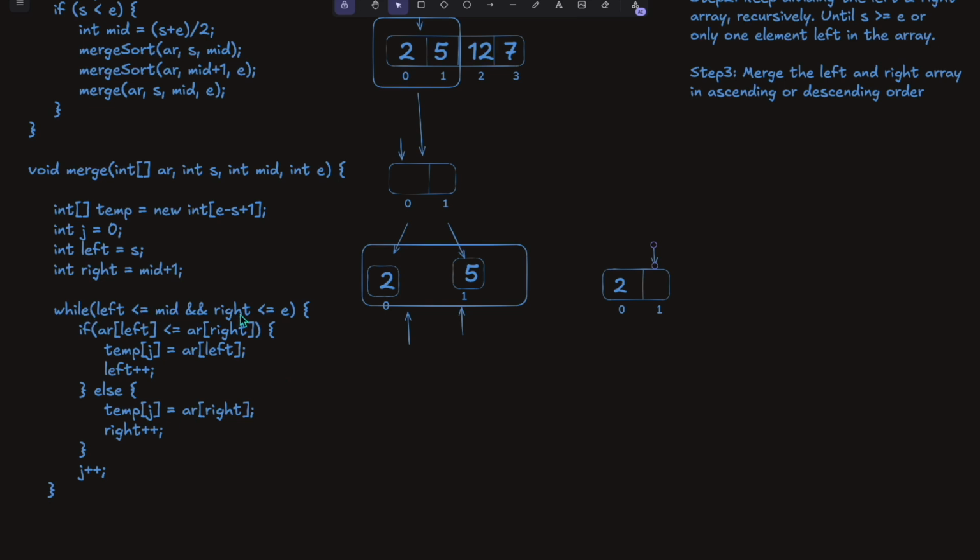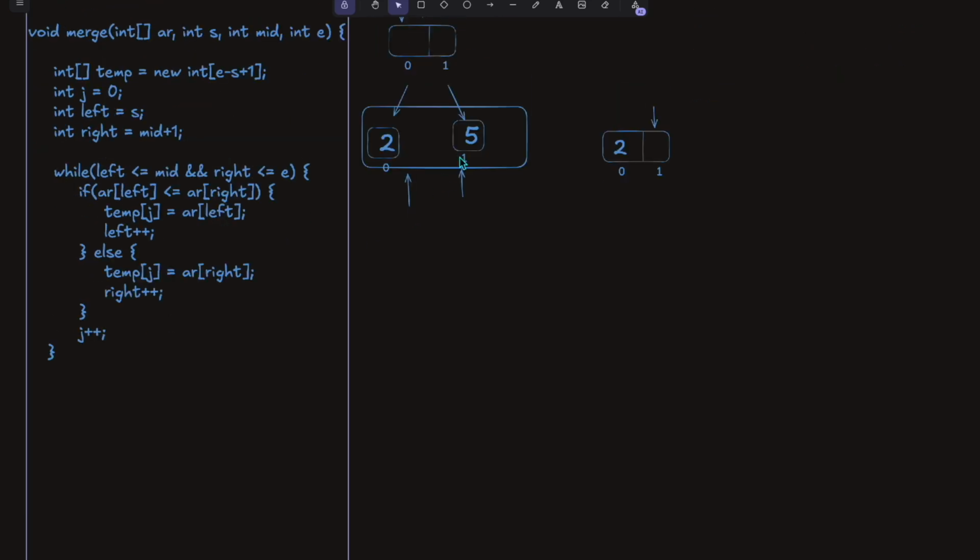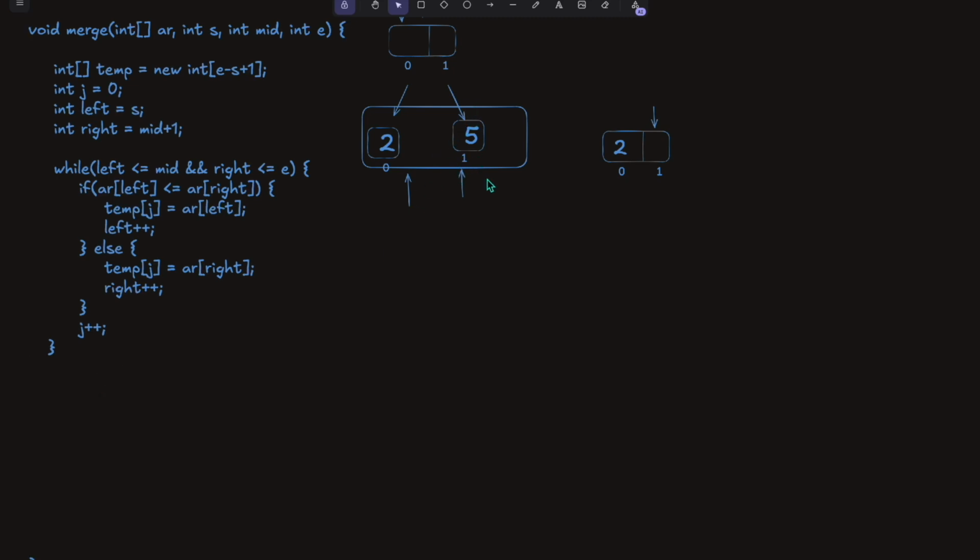This condition will not be satisfied now because left has become 1 and mid is 0. So we will come out of the loop, but we still have a value on the right side, right? For that we will directly place the right side array value into the temporary array. So j is 1.